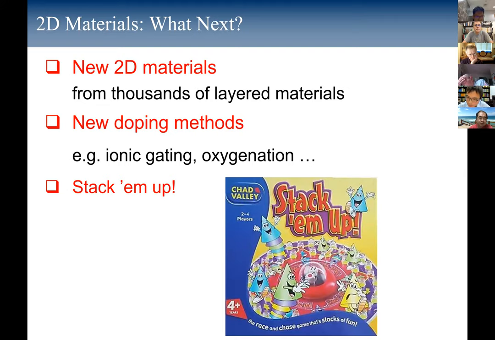So what next? Now we have thousands of layered materials, and what I showed here are just two examples that we have worked on. Definitely, there's a vast opportunity ahead of us by looking at these layered materials from this 2D material point of view, and trying to develop new ways to get those materials. A lot of those materials are metallic, so it's not easy to tune the doping level using the conventional gating method. So I think the next opportunity is to develop new methods to modulate the material properties of these layers, even if they are metallic. And actually, there are already ways of doing this, for example, ionic gating, and also the oxygenation that we demonstrated in our experiment for bismuth 2212.